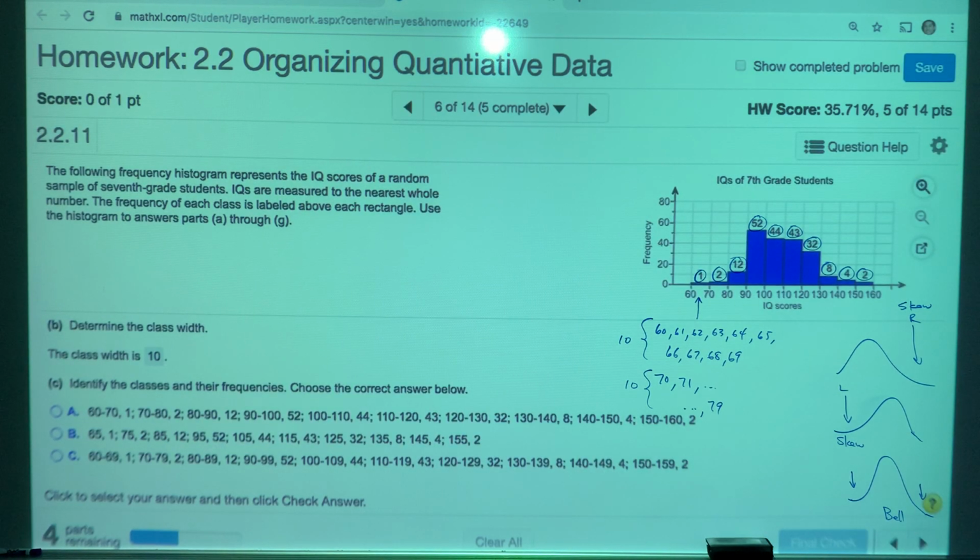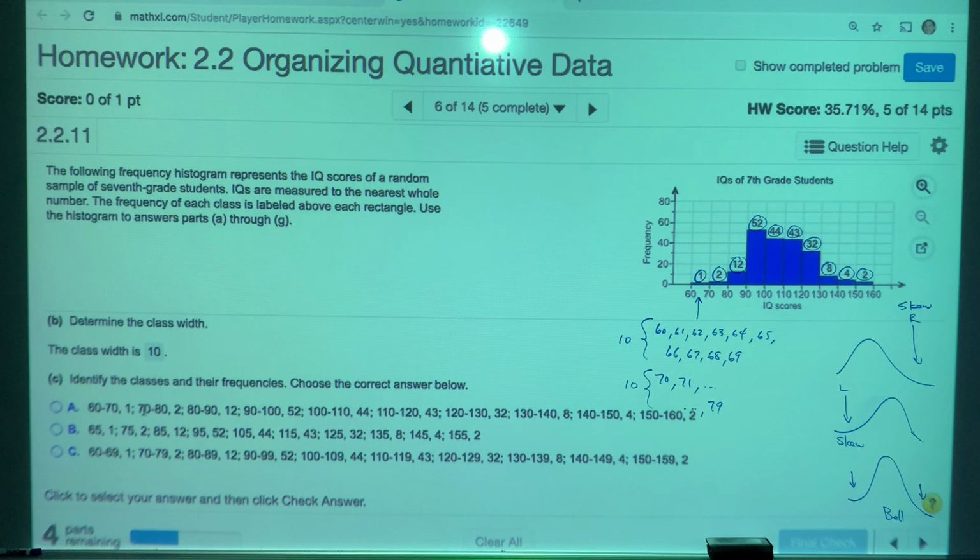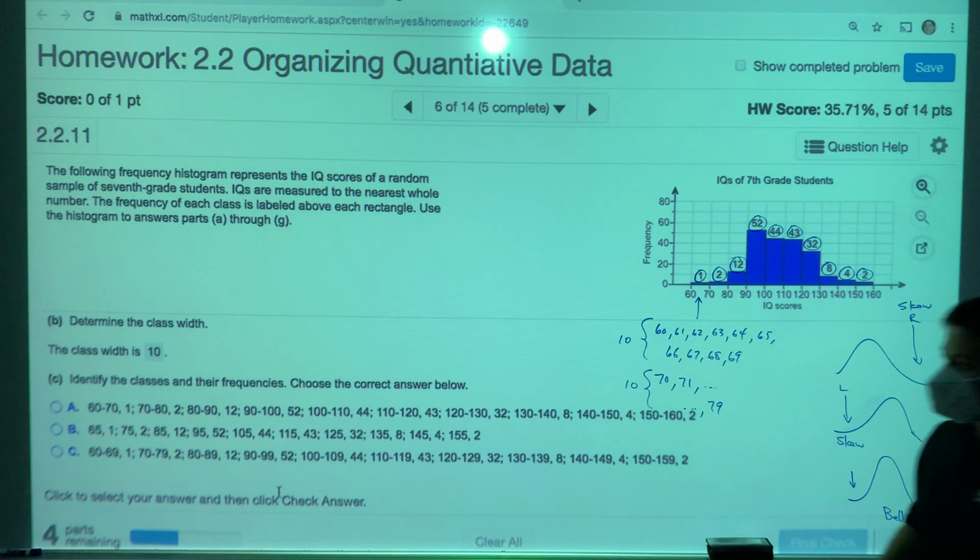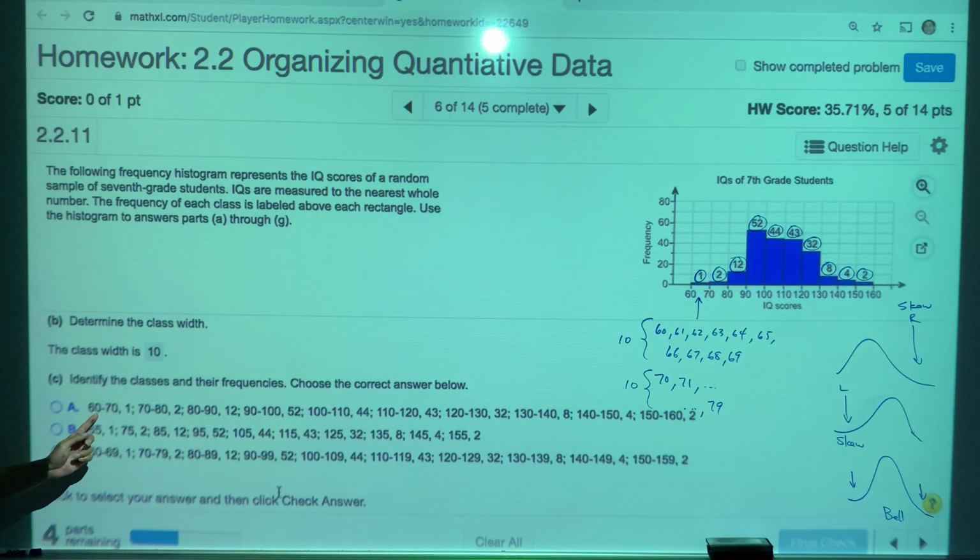Well, I actually helped answer this question for you in what I just did here. So if you look at this one, they ask, identify the classes and their frequencies. Well, it's really easy to do this one first and foremost because you can eliminate all the wrong answers simply by the class widths that they bring up. Notice how option A tells you that the class width is 60 to 70. We just agreed that that was incorrect. This is wrong, so this one's out. How about this one? Is there a class width of 65? No, that's not it. That doesn't exist, so that's wrong. So immediately, C is the correct answer.